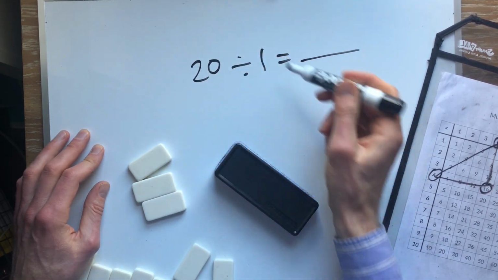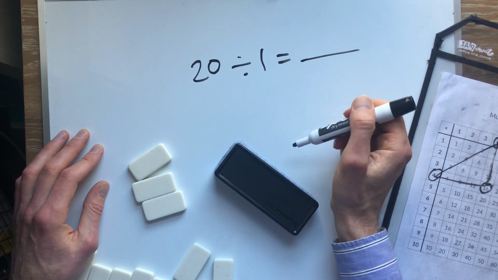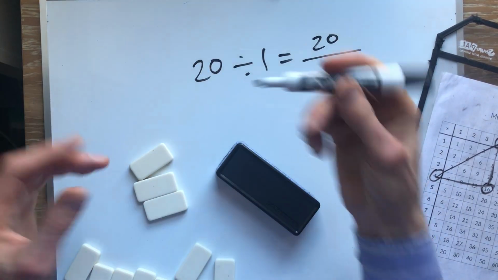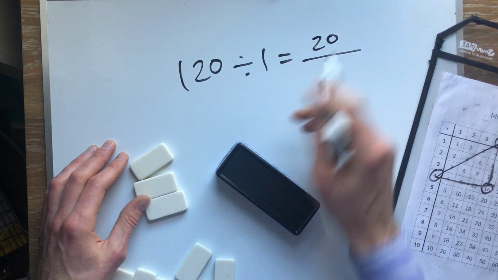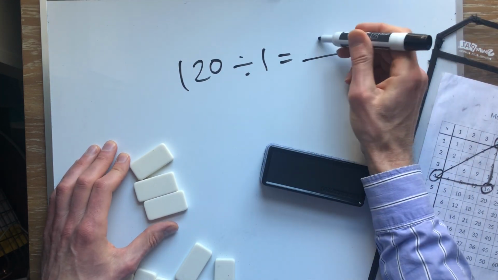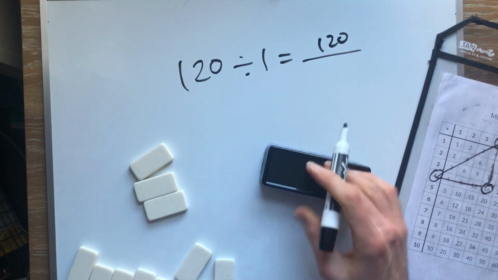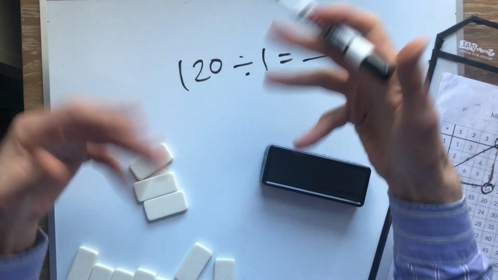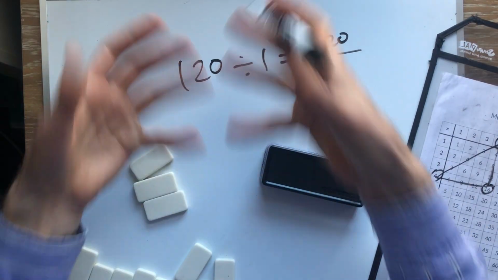Or 20. 1 times what equals 20? Well, 20. So anything divided by 1, it's just like you put them all there. So it could be 120 divided by 1, and that would equal 120. Whatever this number is, that number is for 1. 1's kind of an easy one because anything divided by 1 is just the whole number. You're not even dividing at all. You're just giving the whole number to that person.